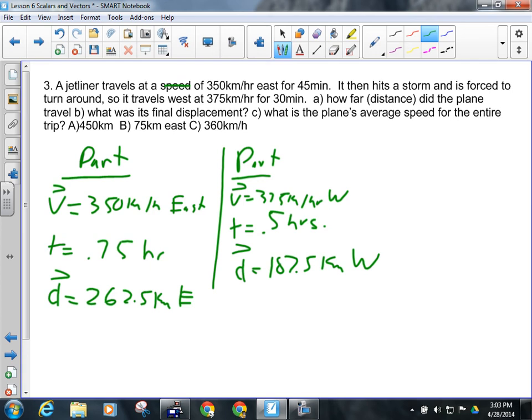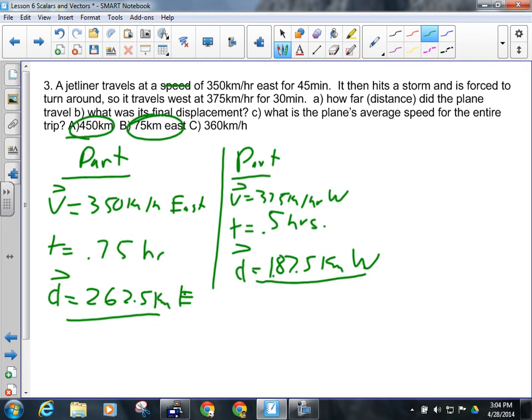For part A, it says, how far does it go? If I'm trying to find how far does it go, am I concerned with the west and east? No. So I just add these together: 262.5 plus 187.5 will give me 450 kilometers. That's how far it traveled, the distance traveled. What's the plane's displacement? Well, take the east and subtract the west, because it's backtracking now, and we'll get 75 kilometers east. It obviously went further east than it went west. Everyone with me on that one?